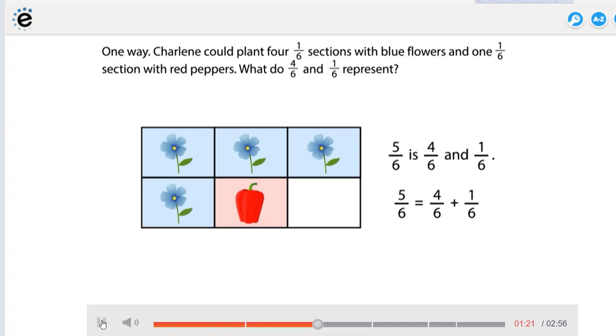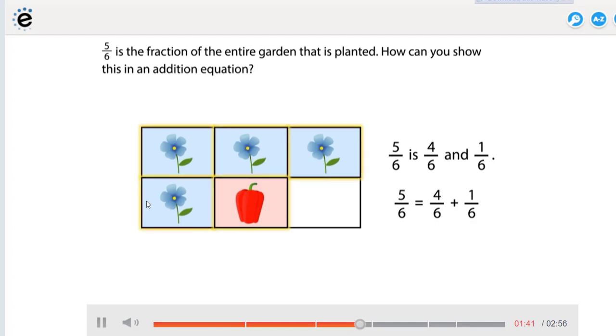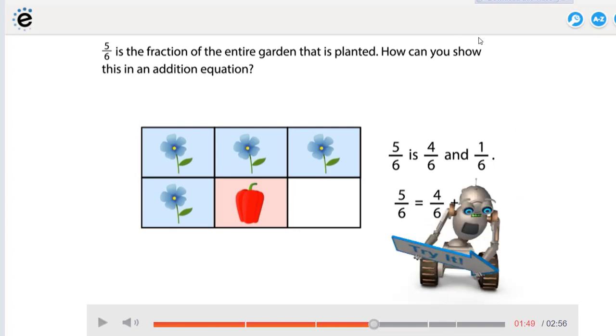So 4/6 is the number planted with flowers. 4/6 represents the fraction of the garden that is planted with blue flowers. And 1/6 represents the fraction of the garden that is planted with red peppers. What does the sum 5/6 represent? 5/6 is the fraction of the entire garden that is planted. How can you show this in an addition equation?